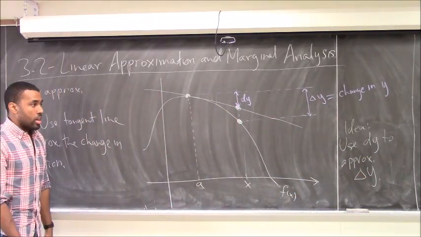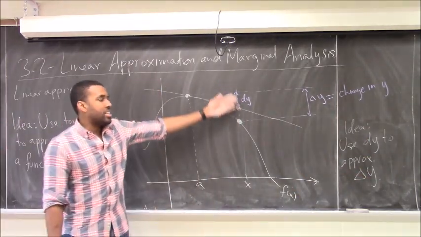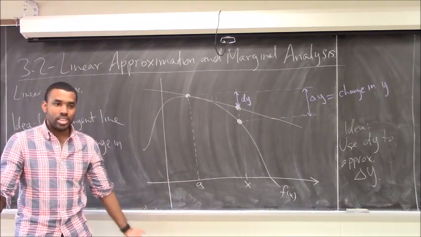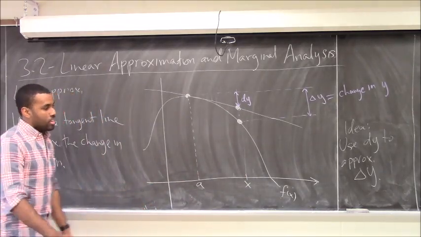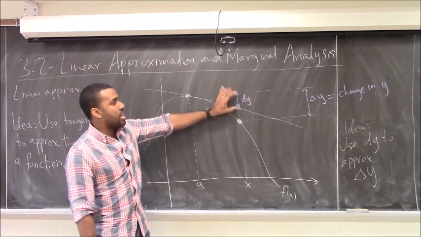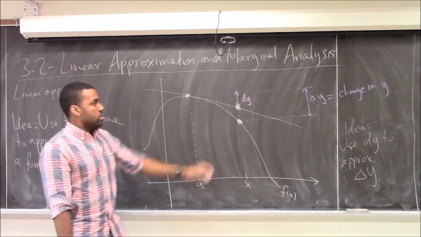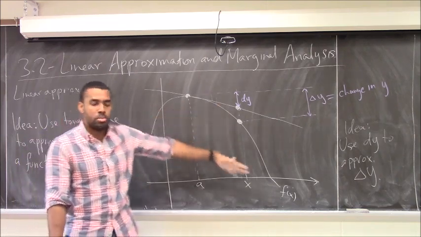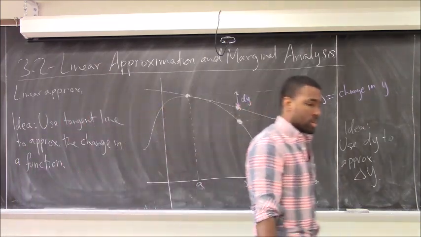The usefulness of that is a tangent line is just a straight line. It's y equals mx plus b. That's one of the easiest functions we know how to deal with. We know everything about that function. A lot of times using the tangent line is a lot easier than using the actual function, because the definition of the function might be very complicated and very annoying to work with.